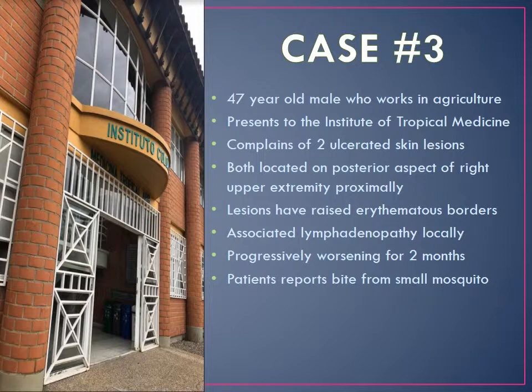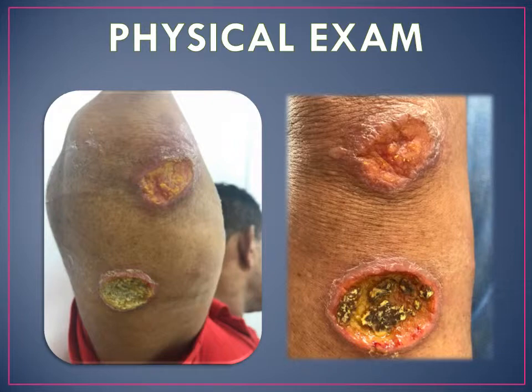These lesions were located on the posterior aspect of the right upper extremity proximally. They had raised erythematous borders and associated local lymphadenopathy. They were minimally painful, and he did recall a bite from a small mosquito. Depicted on the physical examination are the 2 skin lesions we just discussed.